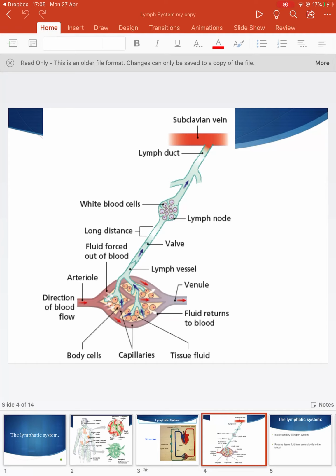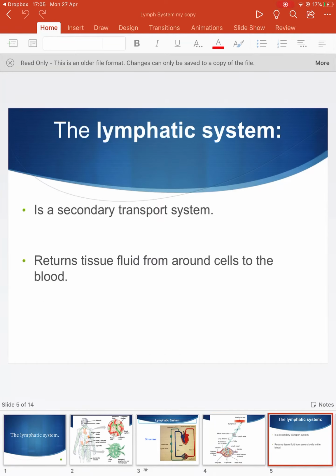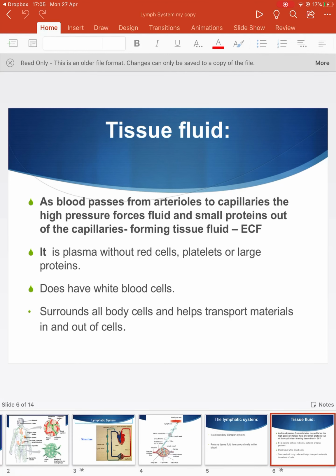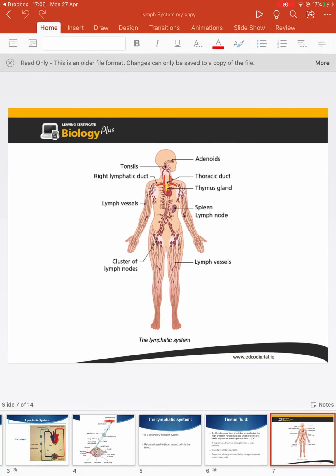Now, the 10% of the tissue fluid that goes into your lymph goes right up. Do you see it going up there? And it returns it to the blood into the subclavian vein, which is at the base of your neck. So like I've said, it's a secondary transport system, and the main function is to return tissue fluid back into the blood. And where does it return it into? The subclavian vein. And you can read through that yourselves. That's basically what I was going through there.